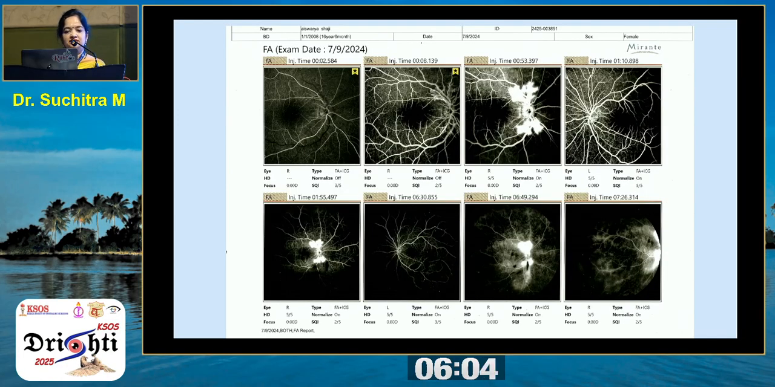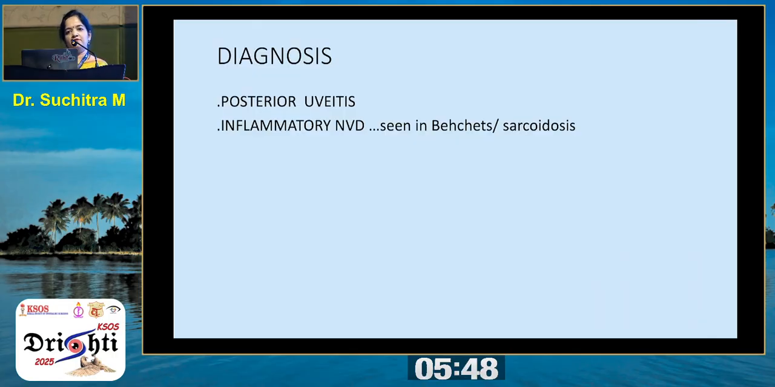This is the summary of the FFA. We can see the clear-cut neovascularization, and in the last photograph, you can see the periphery with mild inflammation of the blood vessels and absolutely no non-perfusion areas, and the left eye was normal. So now we were thinking that we were dealing with inflammation. So a diagnosis of posterior uveitis was made. So we came to know that it is an inflammatory neovascularization of the disc.